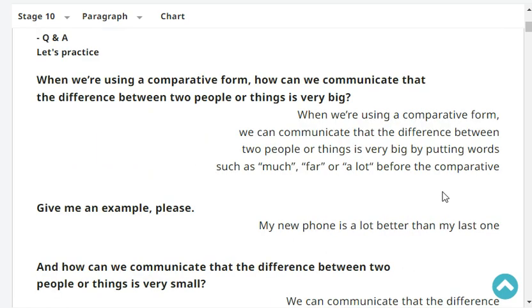Give me an example, please. My new phone is a lot better than my last one.